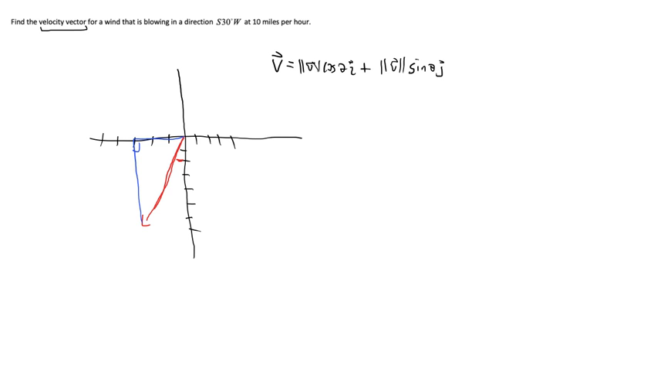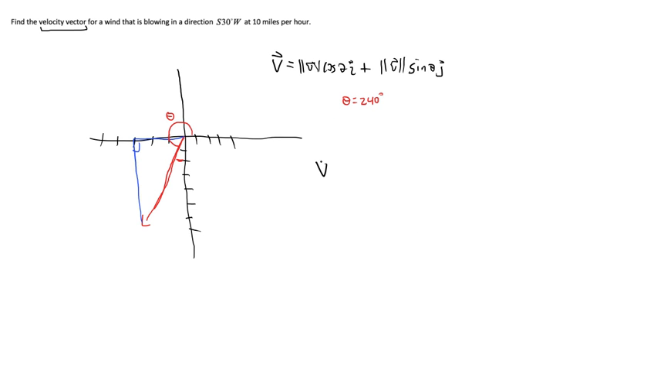Now you've got to be a little bit careful here. The angle is not 30 degrees. What we need is this angle right here. I know that this is 30 degrees, and from here to here is 270. So this angle, theta, should equal 240 degrees. And notice we already know the magnitude.